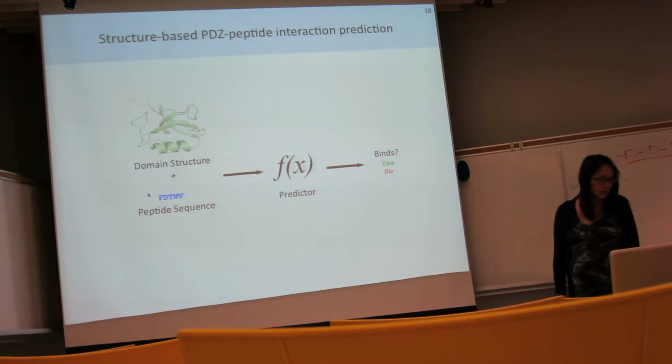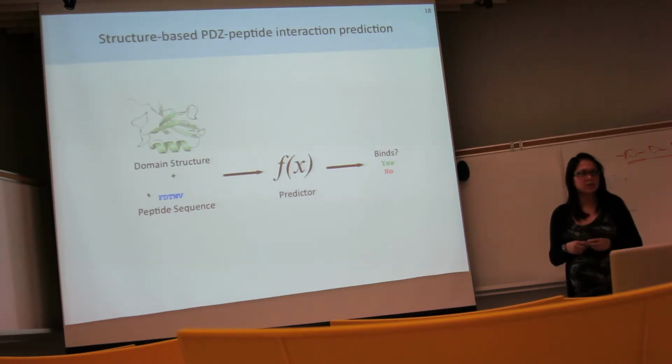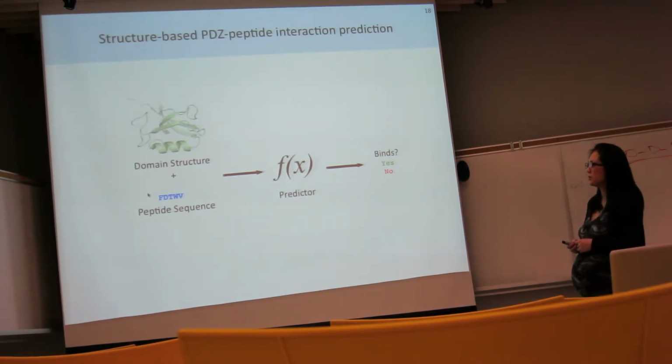Okay, so since the sequence-based predictor, we found, depends to an extent on domain sequence similarity, the second project involved building a predictor that utilized domain structure information. It takes as input a given domain structure and a peptide sequence, and then predicts whether or not this represents an interaction.